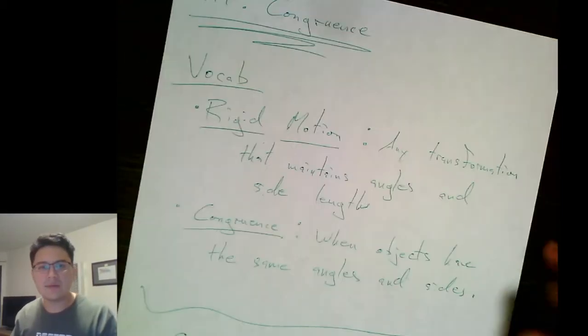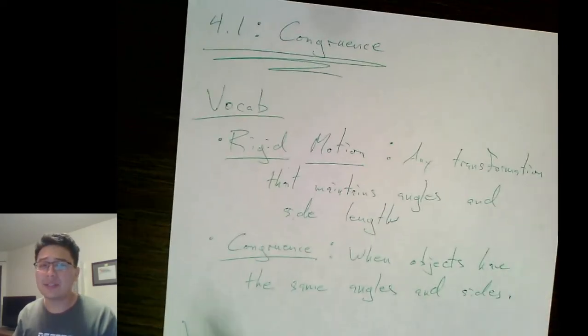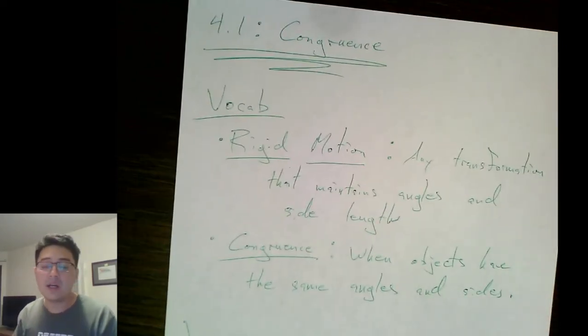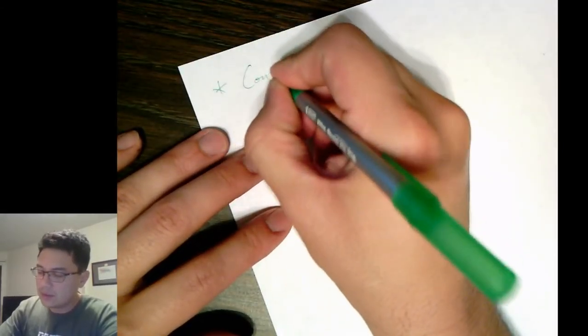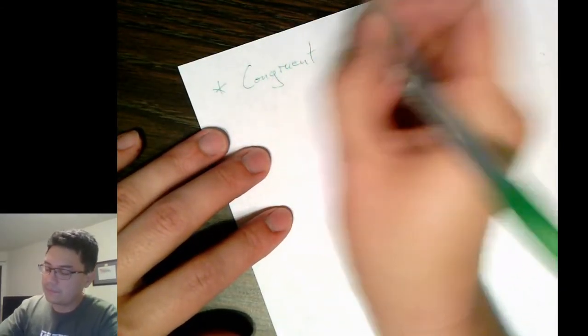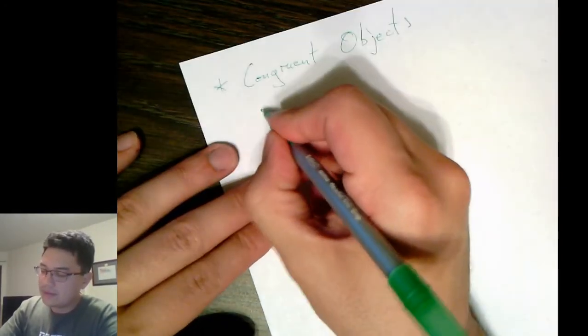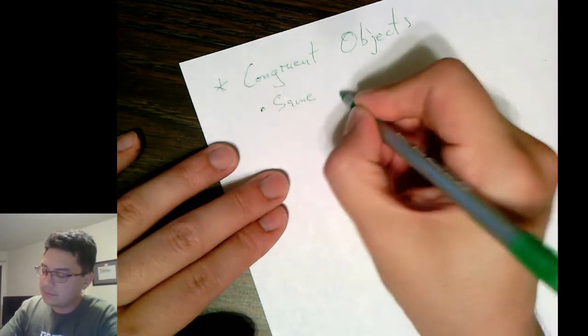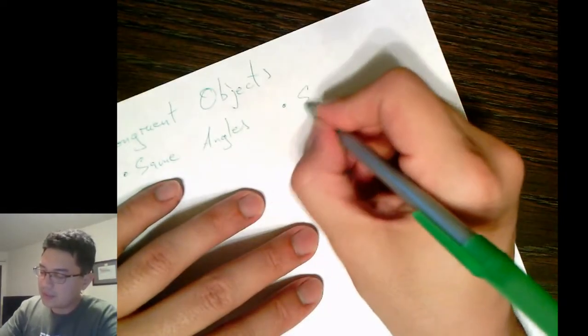The other thing you'll be asked to do is confirm or verify whether two objects are congruent or not. That comes in a couple of different ways. Remember that congruent objects will have the same angles, and they will also have the same side lengths.